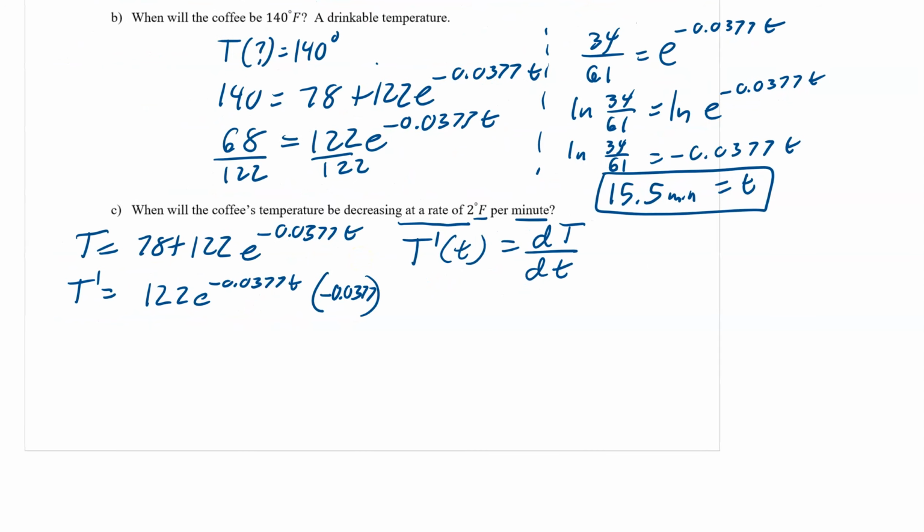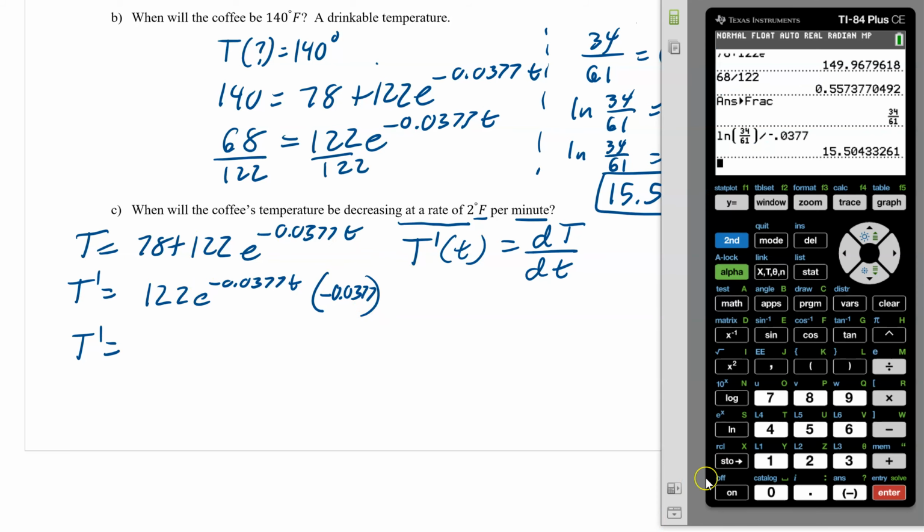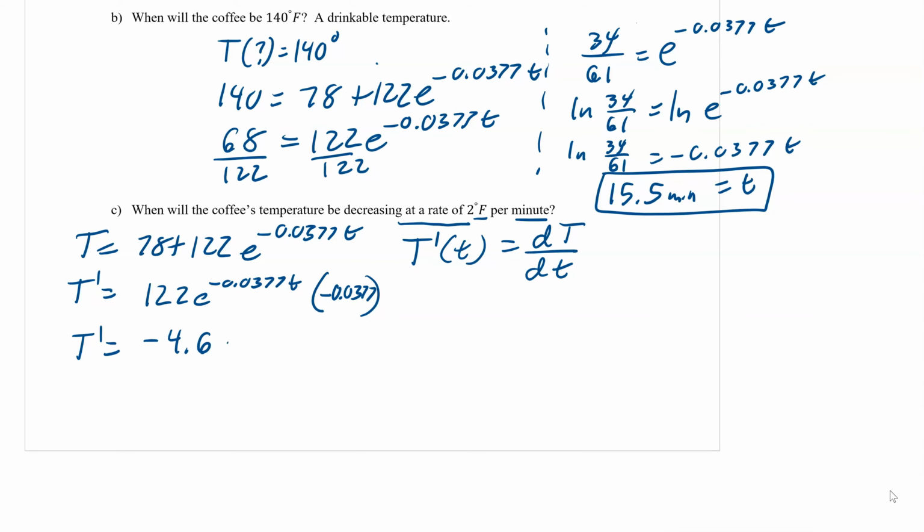Okay. So now we can take T prime equals, and I'm going to take this one and multiply it to 122. So 122 times negative 0.0377, just to make a nicer formula. So negative 4.59, so just 4.6. Sounds good. All right, and there's our formula.